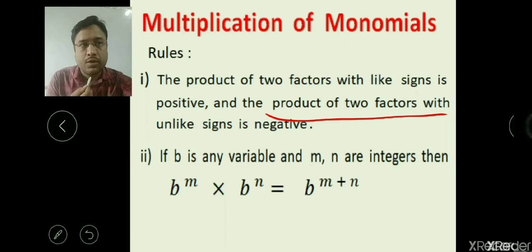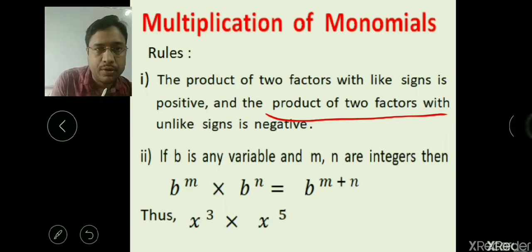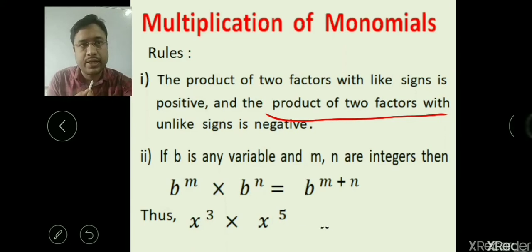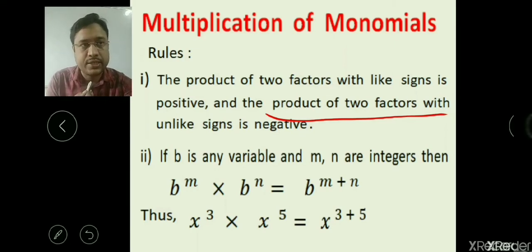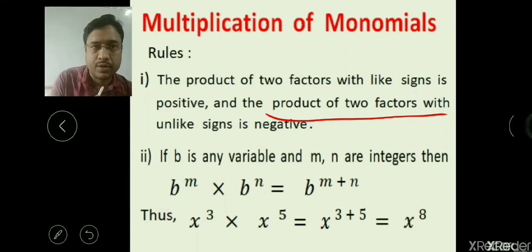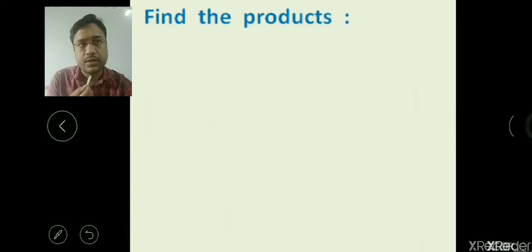For example, if we have x to the power 3 and x raised to the power 5, then you may write x to the power 3 plus 5, and that is equal to x to the power 8, because the base is x here. So you may add their exponents, 3 plus 5, that is 8. Now let's see some questions on monomial multiplication.